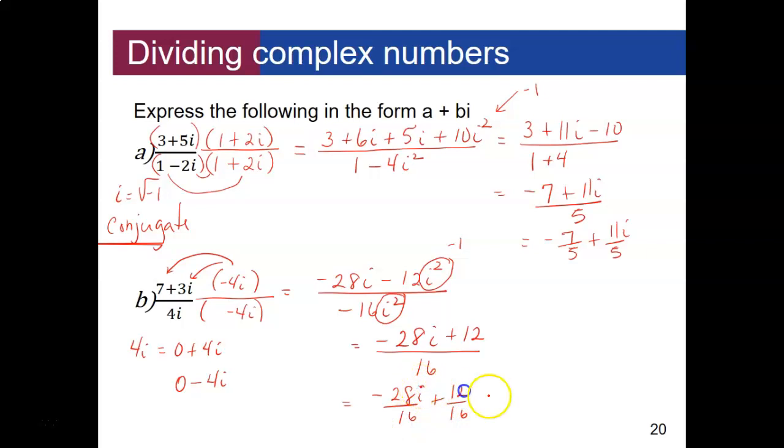Okay, we've got a couple things to do to finish this up. One, we need to simplify our fractions, and two, we need to put it in a plus bi form. So if I reduce this, I can see that 4 goes into 12 3 times, and 4 goes into 16 4 times. Okay, so that's my a term, and now my bi term, I'm going to reduce here. Both of these are also divisible by 4, so I'm going to have a, and I'm going to change this to a minus here. So I'm going to have a minus 7. 4 goes into 28 7 times. 4 goes into 16 4 times. And so this is my answer in a plus bi form.